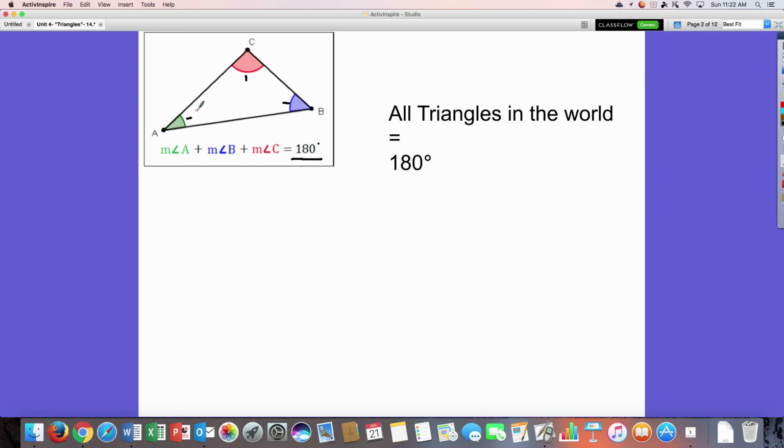So if I said this angle was 35, and this angle was 45, I would add those two together. 35 plus 45 is 80. This angle would have to be 100, right? Can't do the math in my head. 100, because it has to equal 180 no matter what.